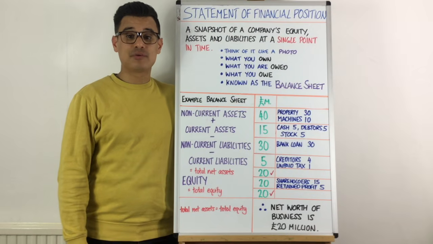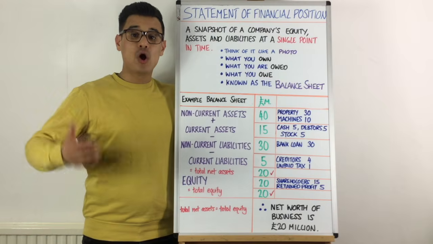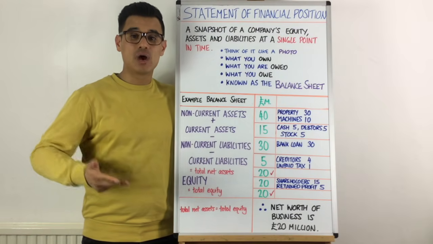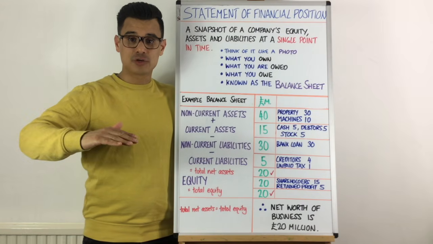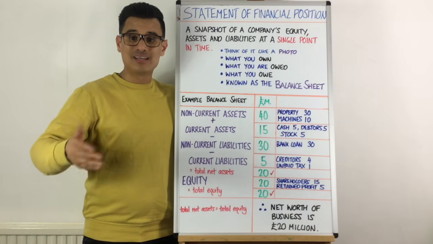Let's have a sesh on the statement of financial position. The statement of financial position is a snapshot of a company's equity, assets and liabilities at a single point in time. You need to think of it like taking a photo, except you're taking a photo of a business now. But that photo tomorrow is out of date.